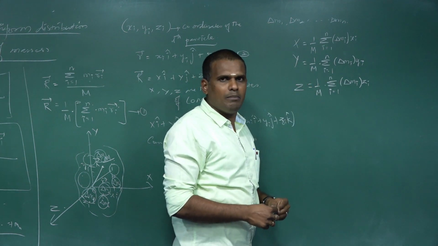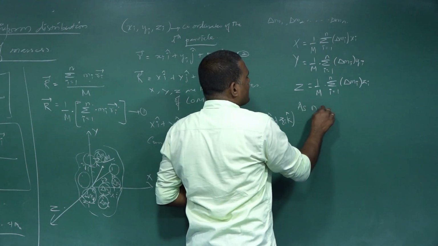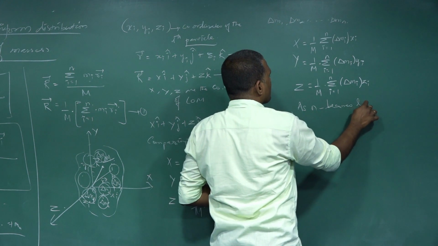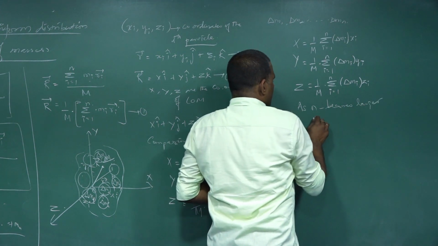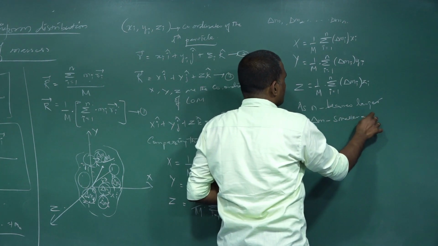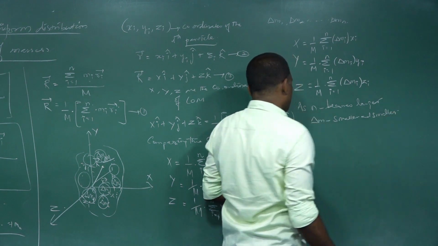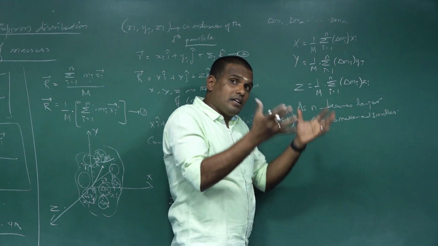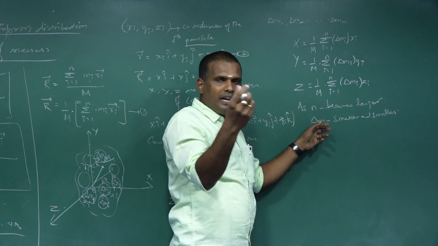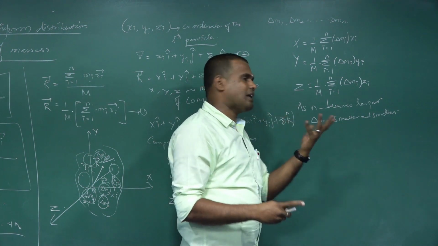System consisting of elements. Now, as the number of particles n increases or n becomes larger, delta m becomes smaller and smaller in size. As the number of particles becomes more and more, delta m is taken smaller and smaller. If delta m becomes smaller and smaller, this is a very important aspect.